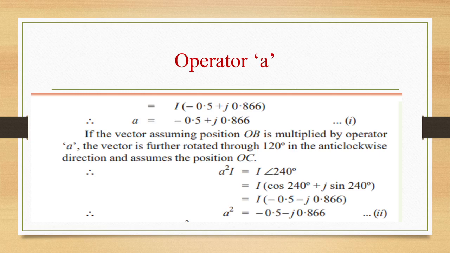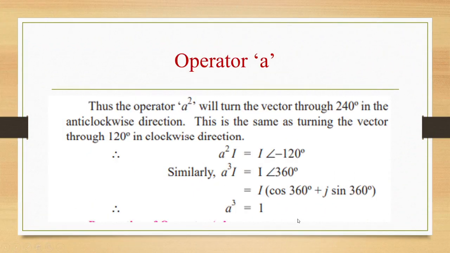That is, it can be written as I into cos 240 plus j sin 240, and cos 240 value is minus 0.5 and sin 240 value is minus 0.866. I gets cancelled, A square is minus 0.5 minus j 0.866. So operator A square will turn the vector through 240 degrees in the anticlockwise direction, and this is the same as turning the vector through 120 degrees in the clockwise direction. A square I is equal to I angle minus 120, and similarly A cube I is I angle 360, or I into cos 360 plus j sin 360. A cube is equal to 1.